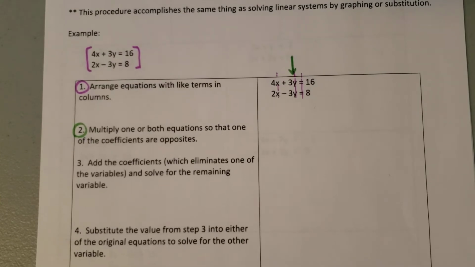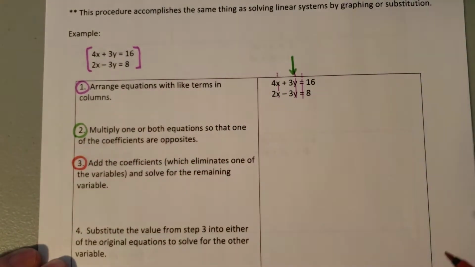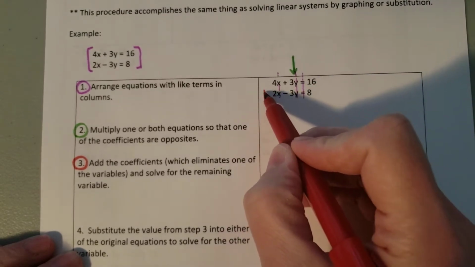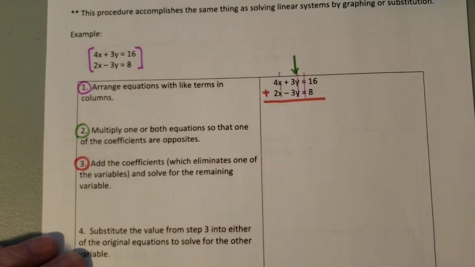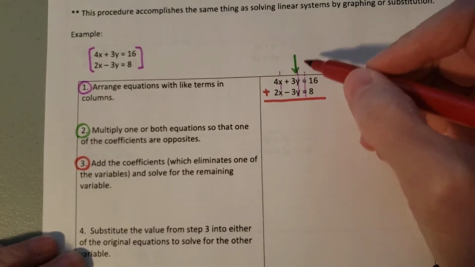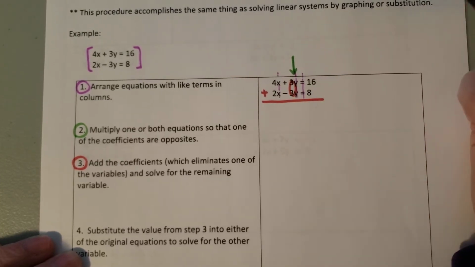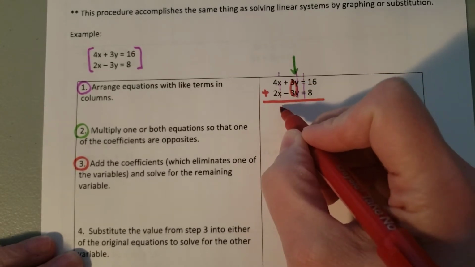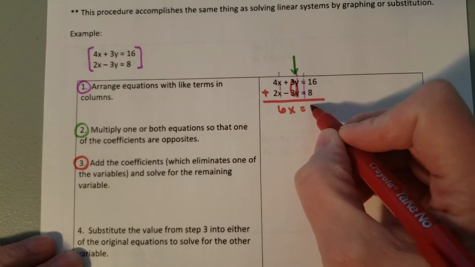For the next step, it says to add the equations together, and that's going to get rid of one of the variables. You may not have realized this, but you can add equations together. So we're going to turn this into a simple addition problem. And like we said before, a positive 3y and a negative 3y come out to 0. They're nothing. So they're going to be canceled out. So 4x and 2x make 6x equals 16 plus 8 is 24.